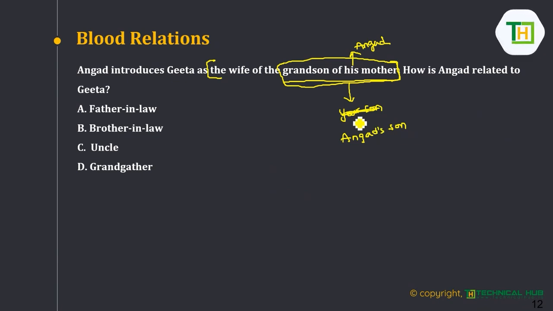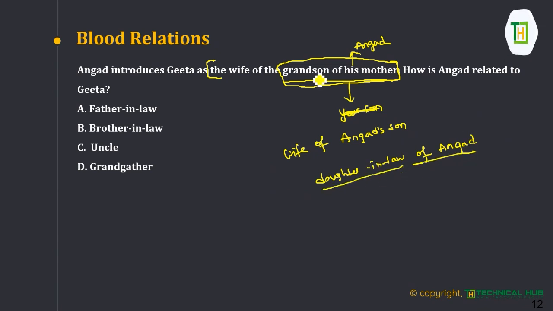Now, the wife of Angad's son. The wife of Angad's son means the daughter-in-law of Angad. Son's wife is related to you as daughter-in-law. So the wife of Angad's son is nothing but the daughter-in-law of Angad. That means Geeta is the daughter-in-law of Angad. This is the simple step that you have to follow.